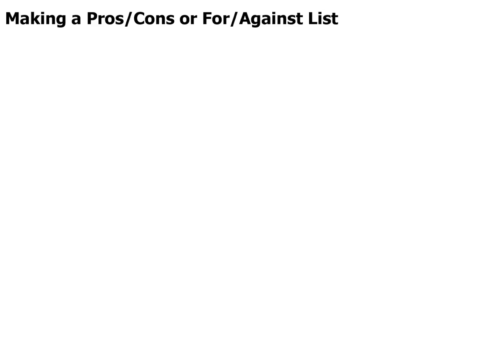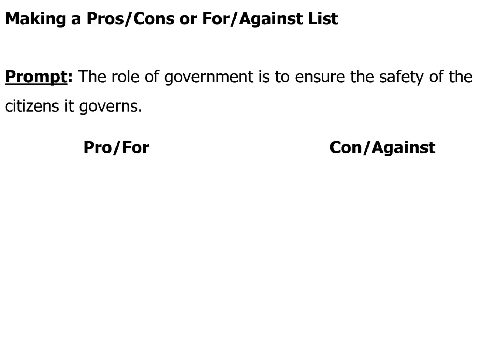In this lesson, we're going to discuss brainstorming the issue essay. To begin, we are going to make a pro, con, or for, against list, and this list will lay the groundwork for coming up with appropriate examples. Here's our prompt again, which you likely recall from our last lesson. The role of government is to ensure the safety of the citizens it governs.